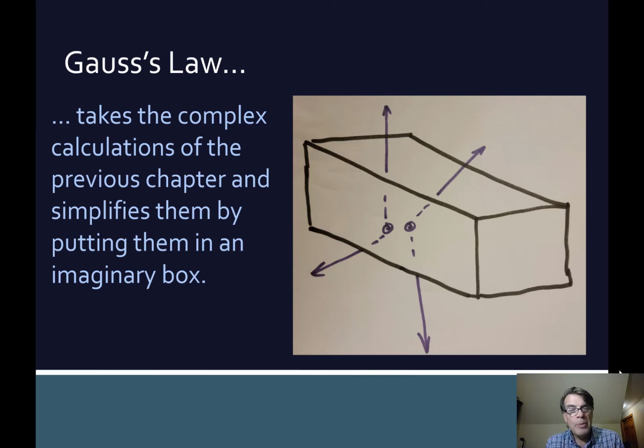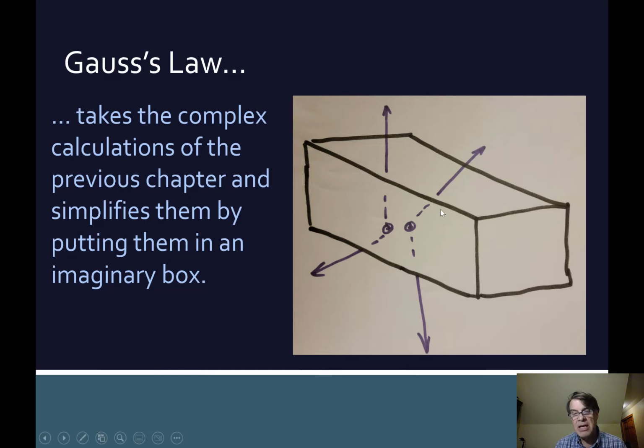In the previous chapter, we did some pretty complex math, basically using Coulomb's law, the inverse square relationship, adding up the charges and everything. What Gauss's law allows us to do, and by the way, James Clerk Maxwell came up with this in the late 1800s, is take the complex calculations of the previous chapter and simplify them by putting them in an imaginary box.